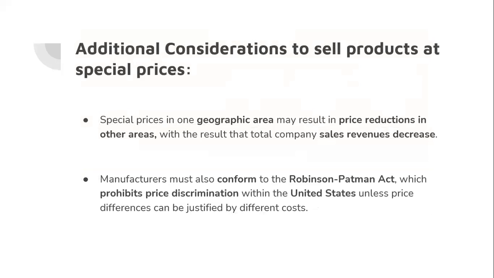Additional considerations to sell products at special prices. The special prices in one geographic area may result in price reductions in other areas. So with the result, the total company sales revenue may decrease. Manufacturers must also conform to the Robinson-Patman Act, which prohibits price discrimination within the United States unless price differences can be justified by different costs.